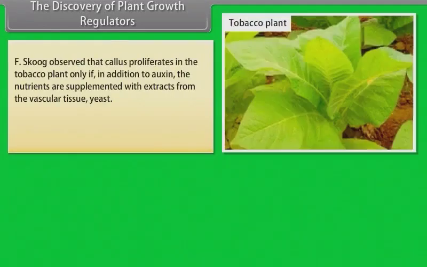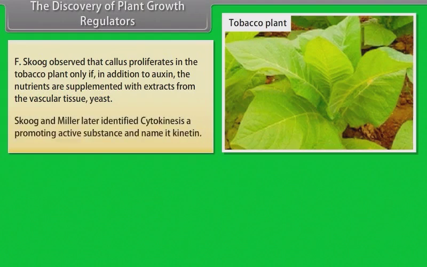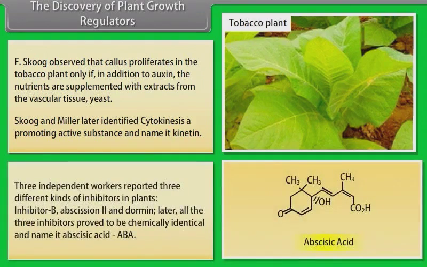The discovery of plant growth regulators. F. Skoog observed that callus proliferates in the tobacco plant only if, in addition to auxin, the nutrients are supplemented with extracts from the vascular tissue, yeast. Skoog and Miller later identified a cytokinesis-promoting active substance and named it kinetin. Three independent workers reported three different kinds of inhibitors in plants: inhibitor B, abscission II, and dormin. Later, all three inhibitors proved to be chemically identical and were named abscisic acid, ABA.